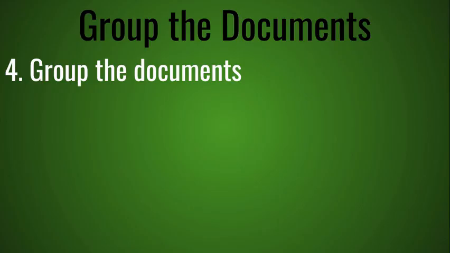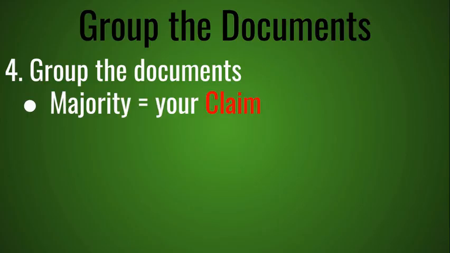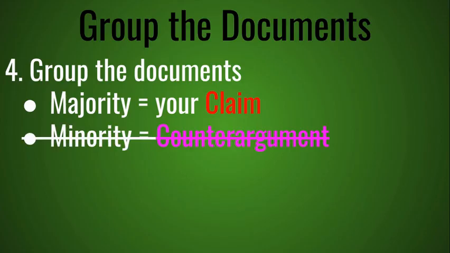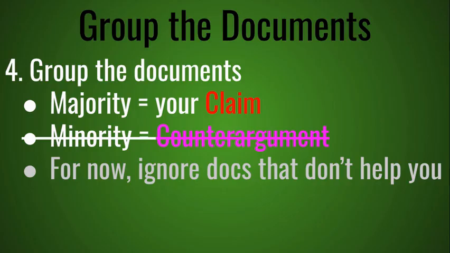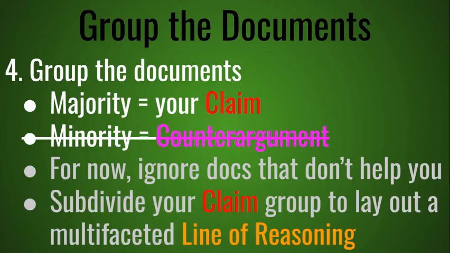Once we've got our documents and we choose the majority, that's now our claim, and we're going to work with those. The minority, especially if we're shooting for a 7 from the very beginning, we're going to use to create a counterargument, and we'll explore that. But for now, as long as we've got 4 or 5 or more in the majority pile, we are set.